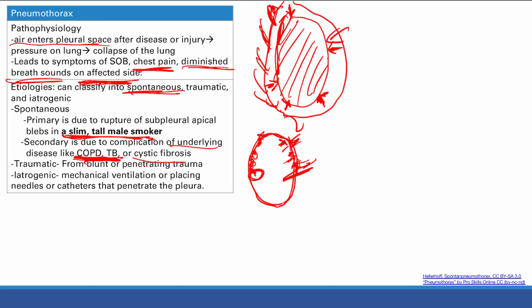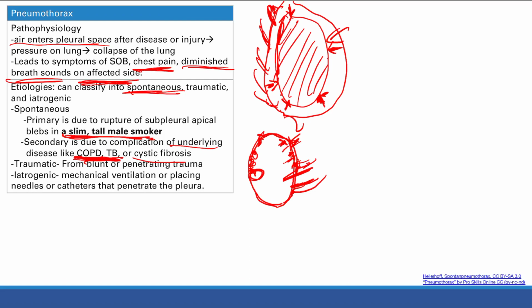Finally, iatrogenic. So you can have mechanical ventilation, or just placing a needle or a catheter that penetrates the pleura, and so now you have a hole where air can get through and then enter the pleura. So all of these can cause a pneumothorax: iatrogenic, traumatic, or spontaneous. Okay.